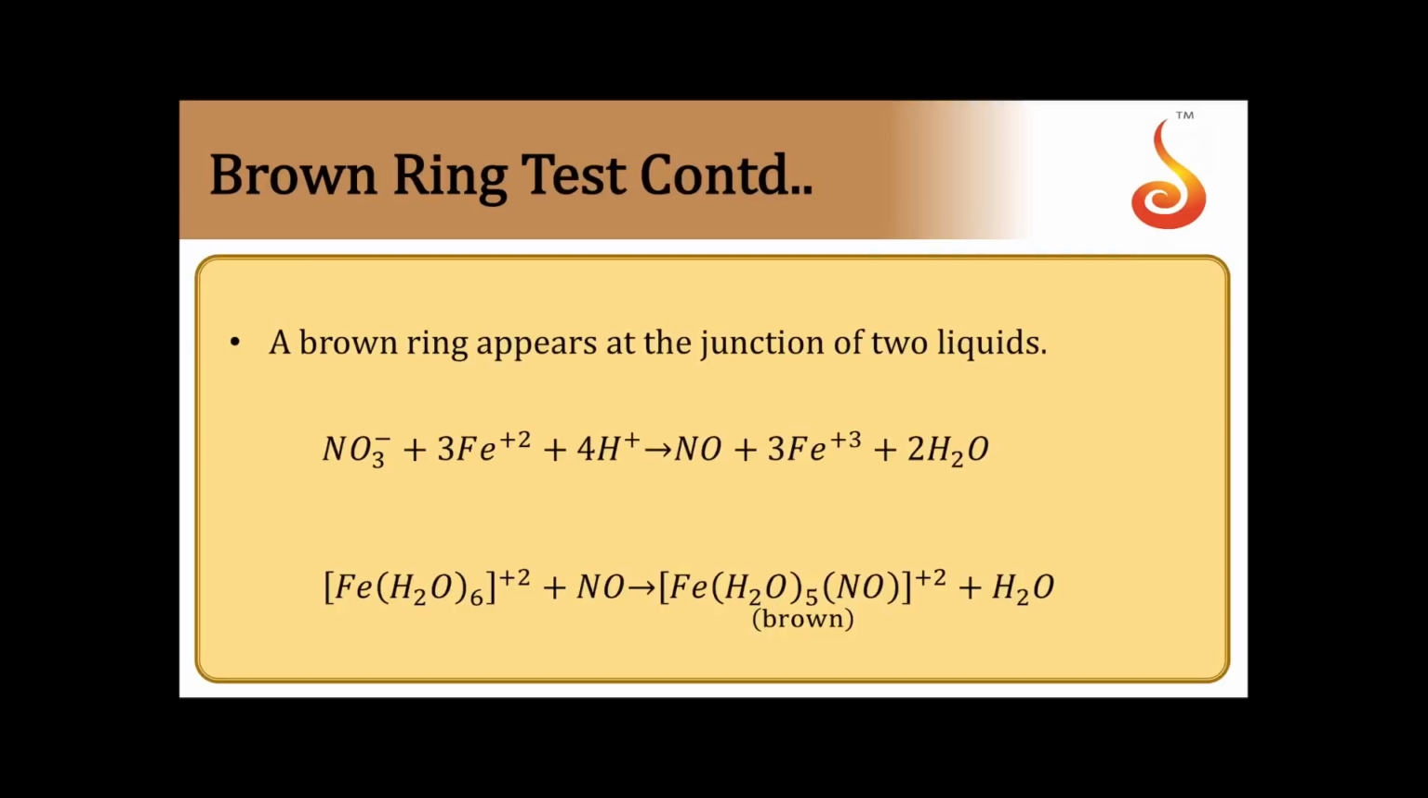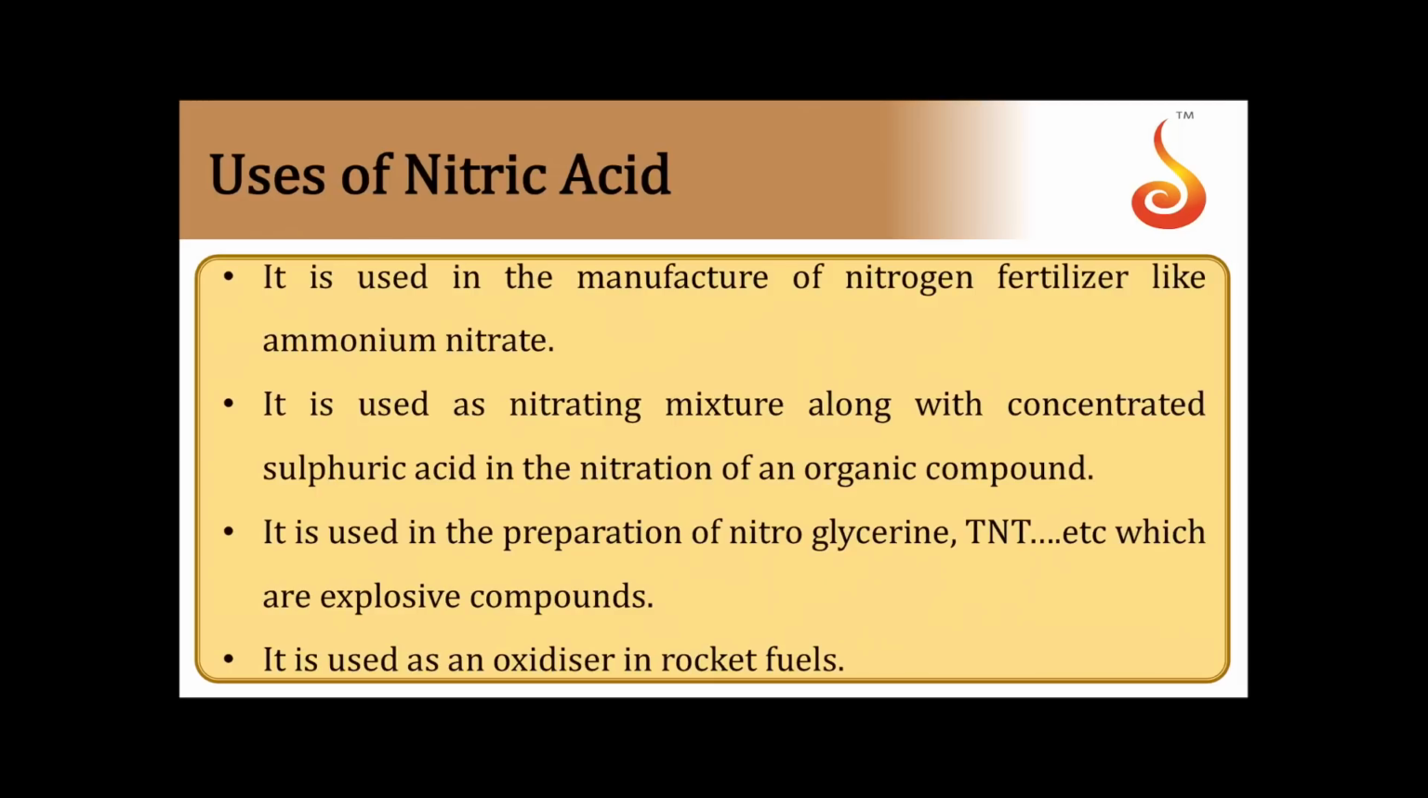The brown color is nothing but nitroso-ferrous sulfate, which is the brown ring. There, the NO3 minus, the nitrate ions, are changing into NO in the process. The nitrate ion is being reduced to NO. NO forms a complex with the iron plus 2 present in that. It forms nitroso-ferrous sulfate, which is brown in color. That is the brown ring test to identify nitrate salts.